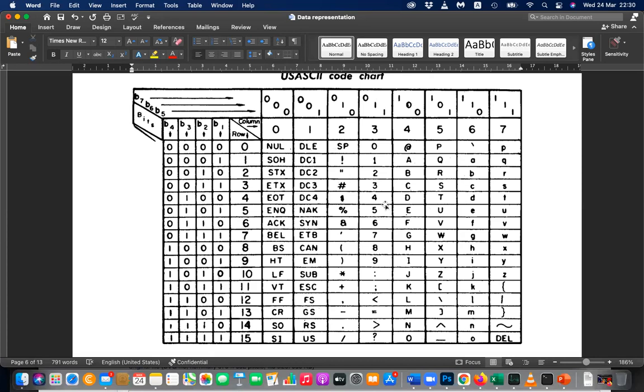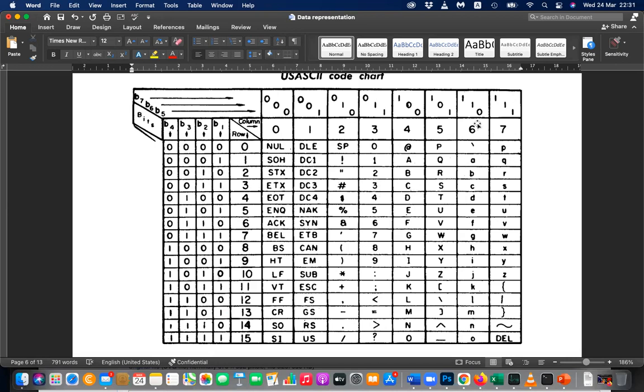So then letter A is, let's write it the other way. Letter A is 1000001. Letter B is 1000010. Here you have to read like this, B7 to B1, right? Then 10000001 is A, 10000010 is B, 10000011 is C. Like that, okay.